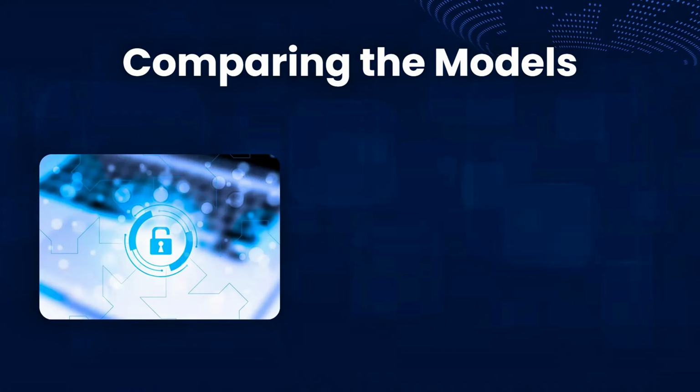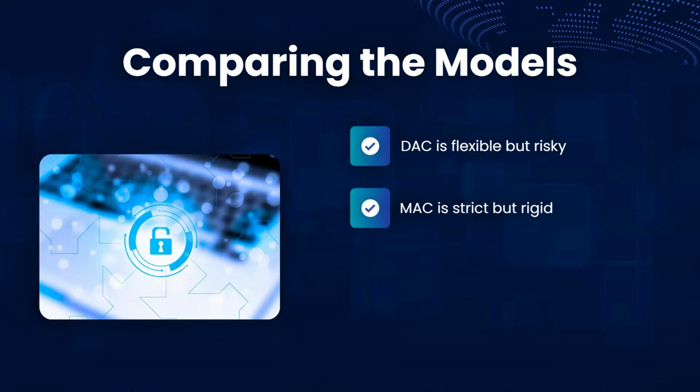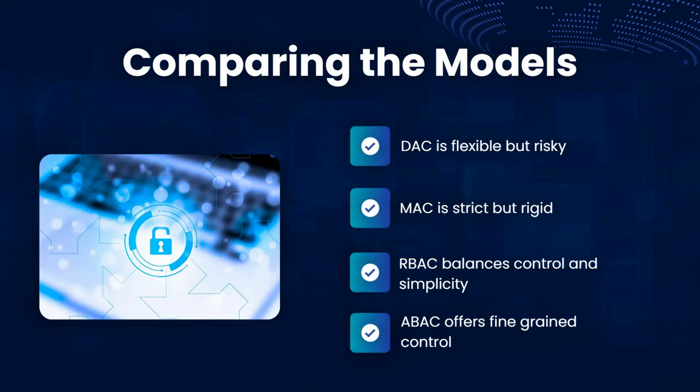Let's now compare all the models. Each model has strengths and weaknesses. For DAC, we can say it is flexible but risky. For MAC, we can say it is strict but rigid. For RBAC, we can say it balances control and simplicity. And for ABAC, we can say it provides fine-grained control.